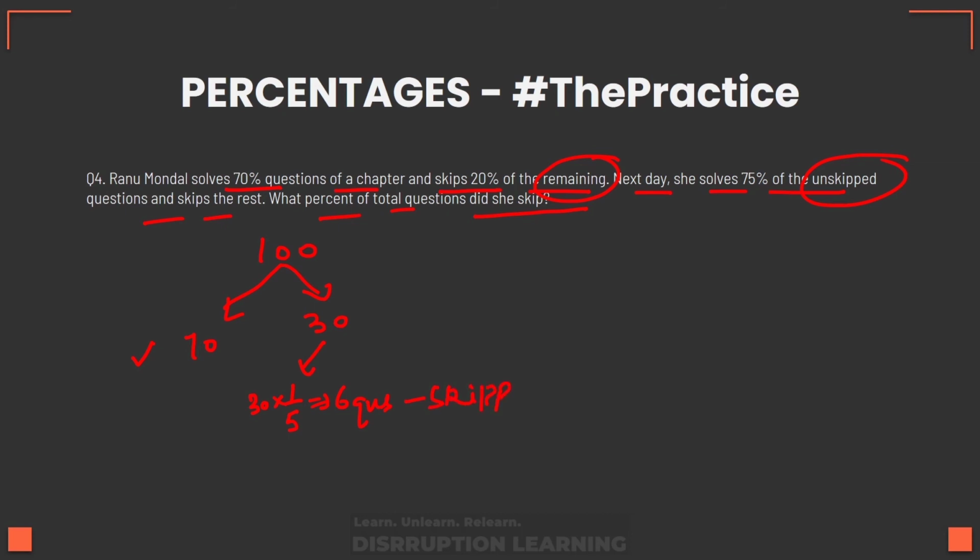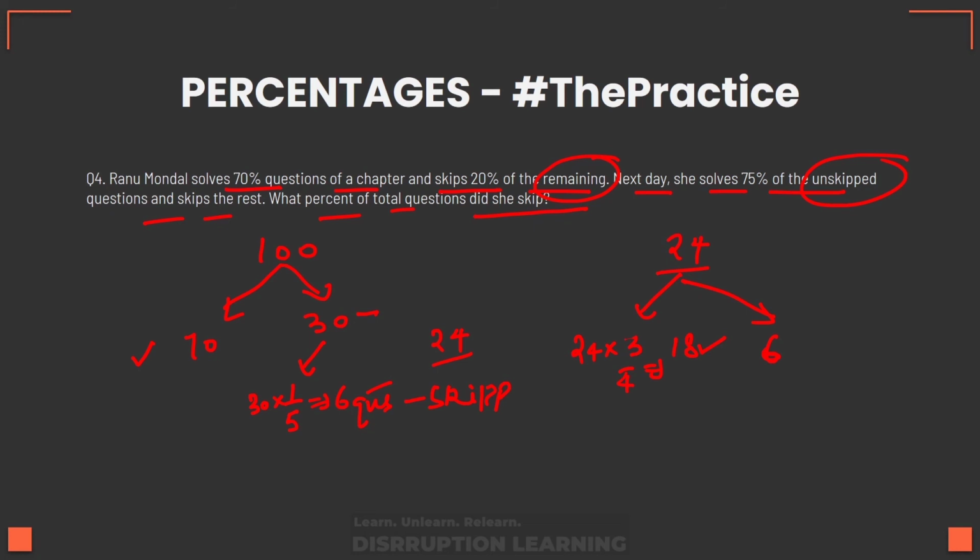Now, next day, she solves 75% of unskipped questions. Now, total were 30, 6 she skipped, now 24 are unskipped, right? Now, out of 24, she solves 75%. 75% is 3 by 4. I hope you know that. So 18 questions have been solved again and the rest have been skipped. So 24 minus 18 is 6.